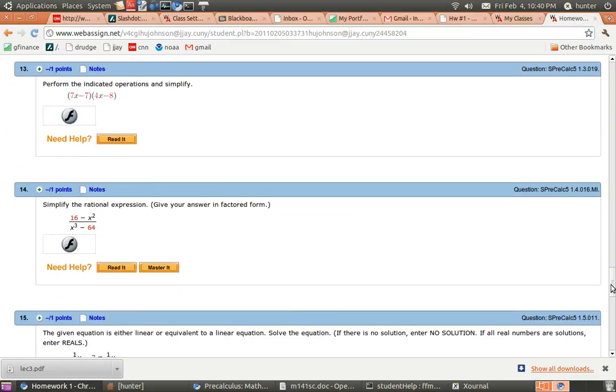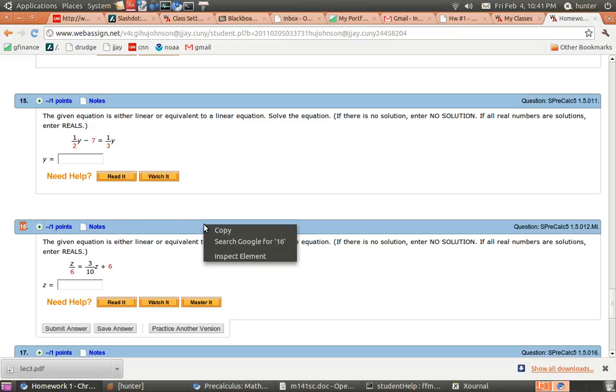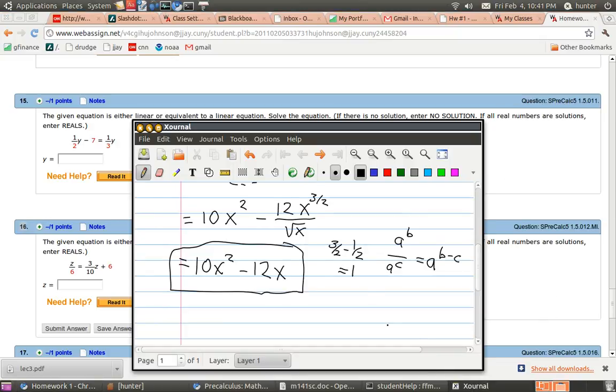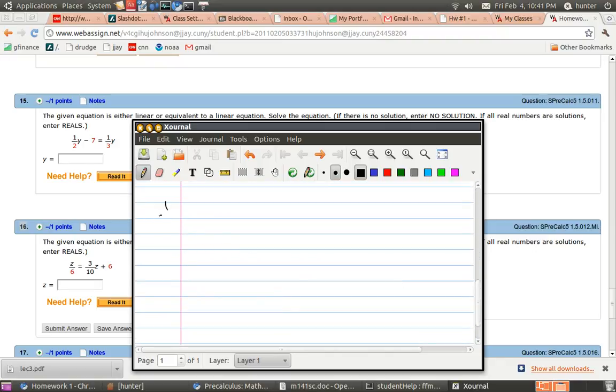Number 15 says the given equation is either linear or equivalent to a linear equation. Solve the equation. I'm embarrassed to say that I lost my pen. Okay, here it is. So we're just supposed to solve this equation. Let me copy it down. The equation is 1/2 y minus 7 is equal to 1/3 y.